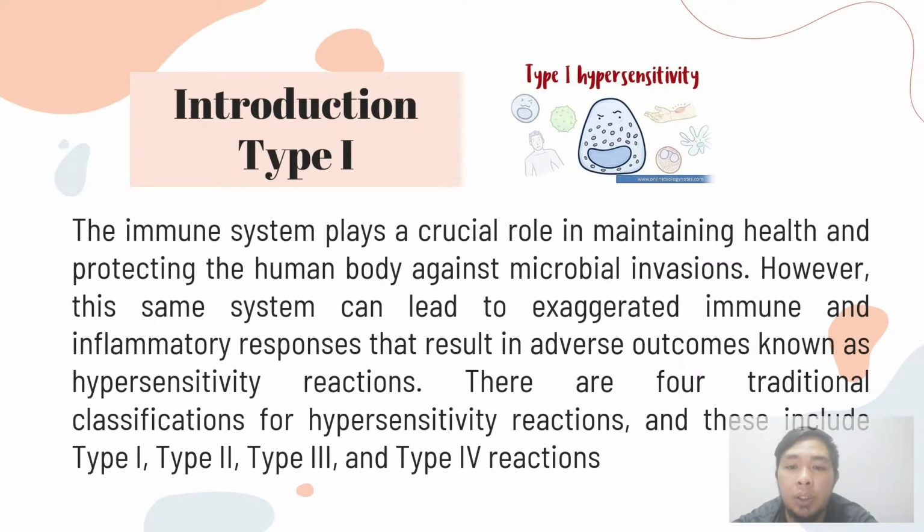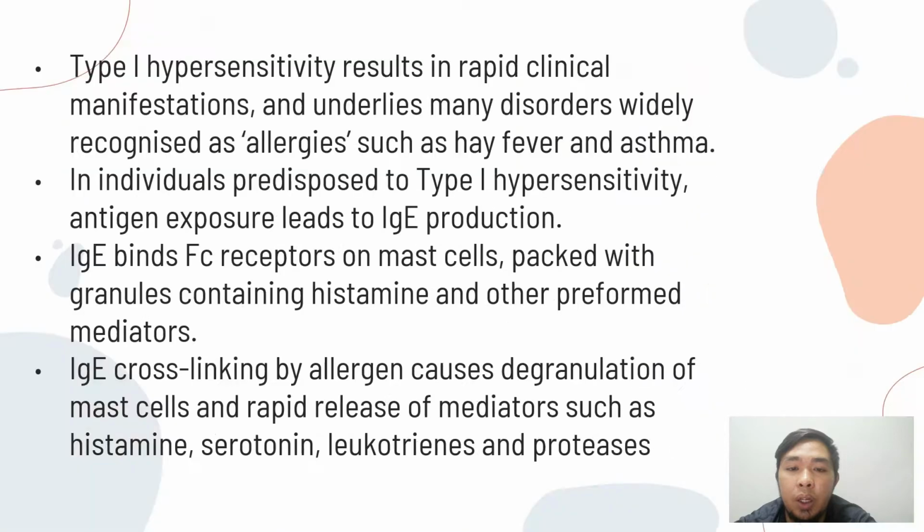Type 1 hypersensitivity reaction. Introduction. The immune system plays a crucial role in maintaining health and protecting the human body against microbial invasion. However, the same system can lead to immune and inflammatory responses that result in adverse outcomes known as hypersensitivity reactions. There are 4 traditional classifications of hypersensitivity reaction, and these include type 1, type 2, type 3 and type 4 reaction.